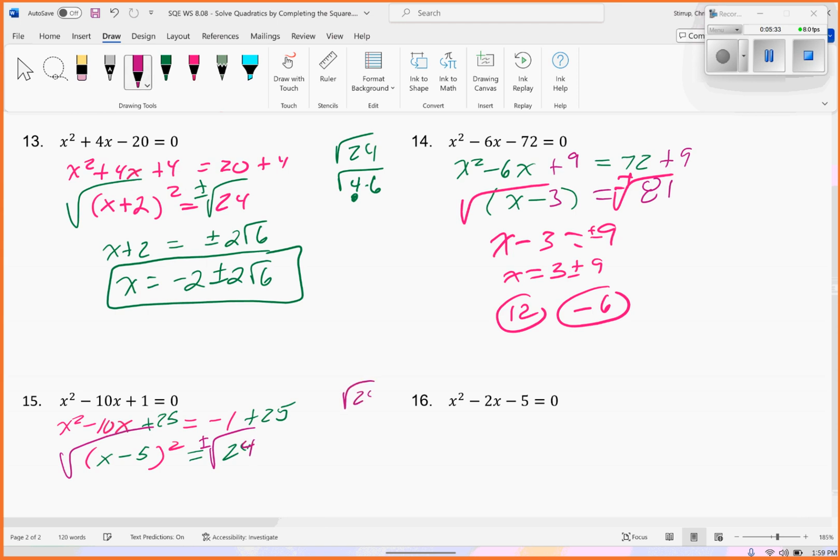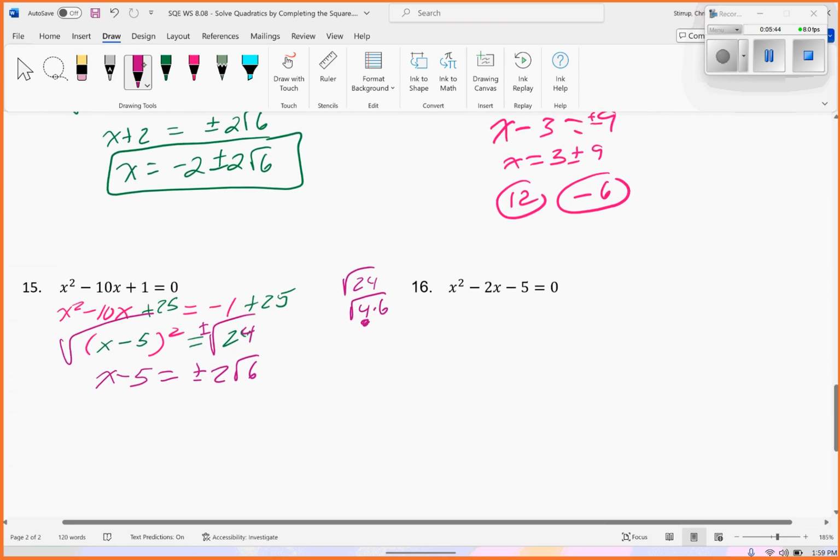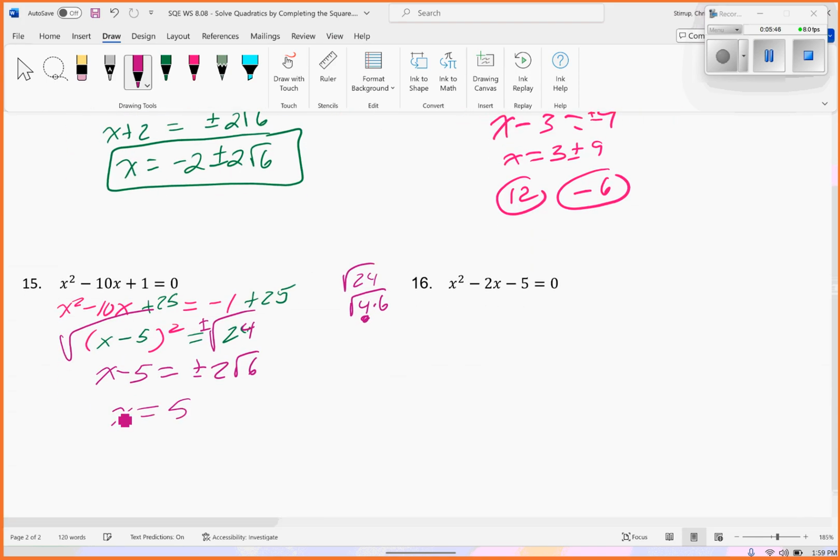And root 24 we just did, we said it was 4 and 6. Square root of 4 is 2. So I'm going to get plus or minus 2 root 6. And then add 5 to both sides. So 5 plus or minus 2 root 6.